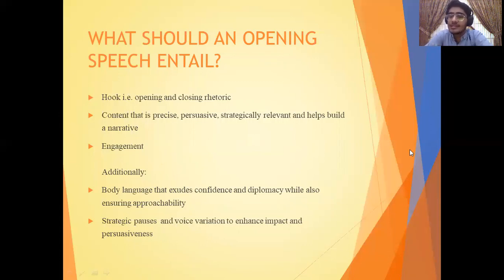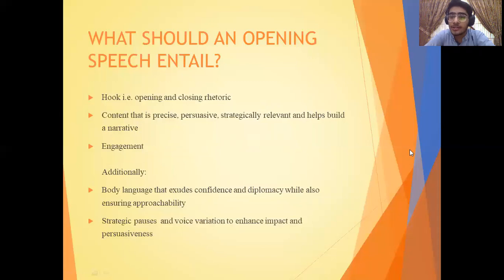Second thing to note here is that in terms of substantive content, the best kind of content is content that is precise, that is persuasive, that is strategically relevant, and that helps you build a narrative. All four of these elements are crucial in terms of your substantive content to be effective in the context of an opening speech. I'm going to dive deeper into all of these elements later on in this lecture.